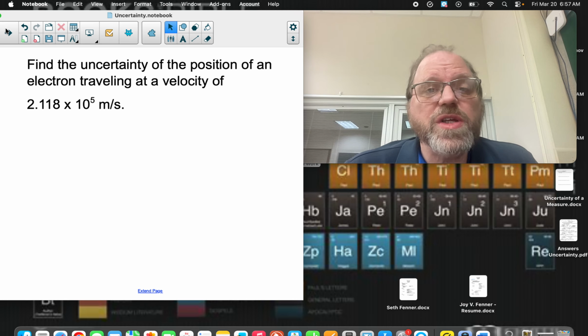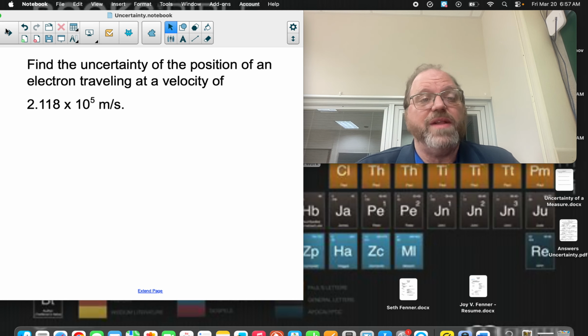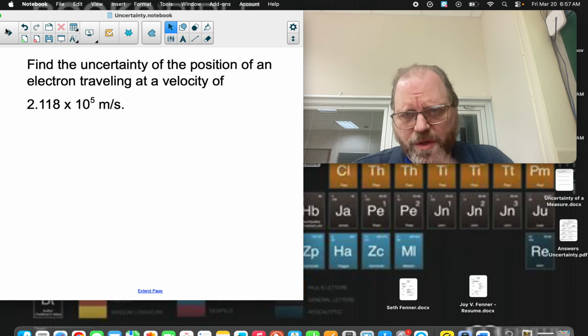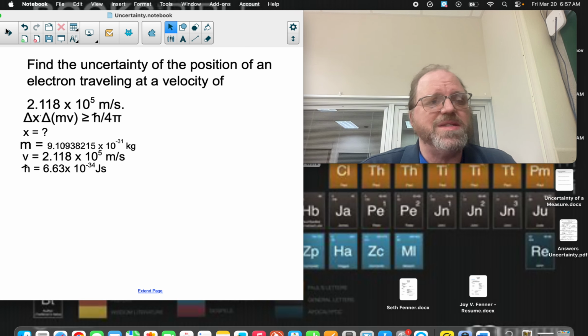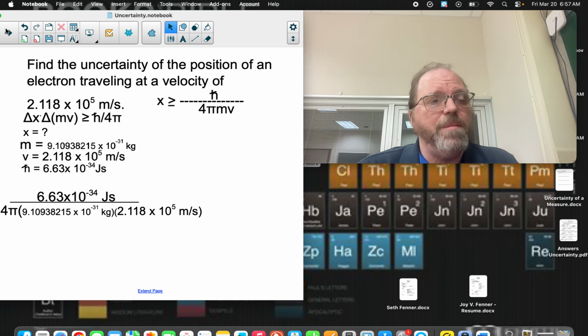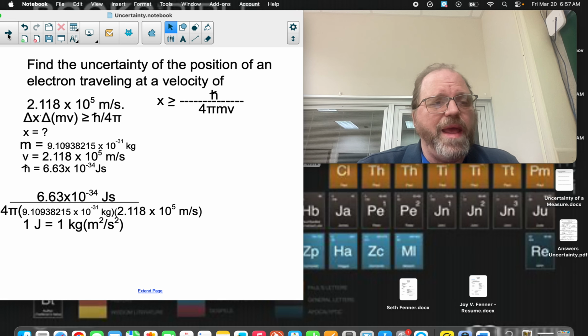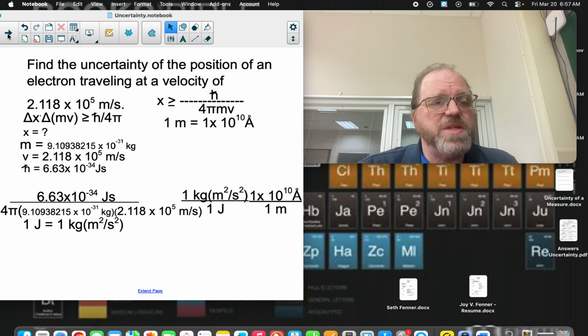Find the uncertain position of an electron traveling at a velocity of 2.118 times 10 to the 5th meters per second. This time I think we're going to do it in angstroms. Let's take a look. So our equation again, solving the same thing. We're looking for x. Mass is the same, it's still an electron. The velocity is listed in the problem. Planck's constant, plug it in. And then we're going to do angstroms here. So crossing everything else out, joules are gone, kilograms are gone, meters and seconds.